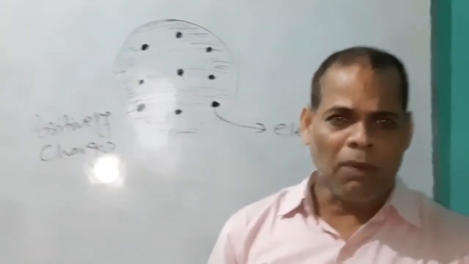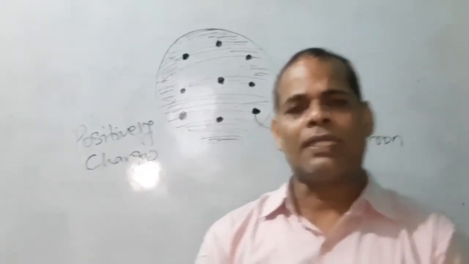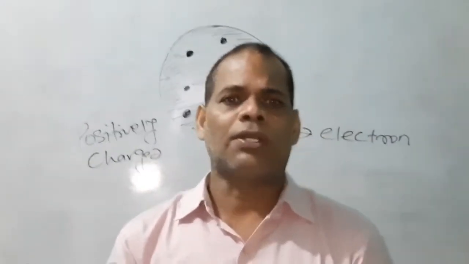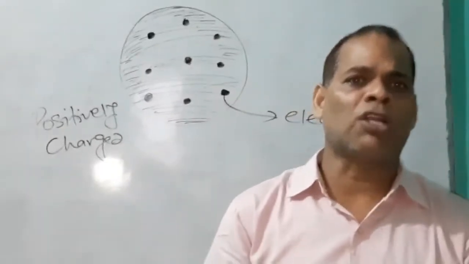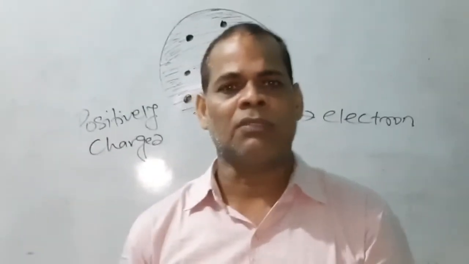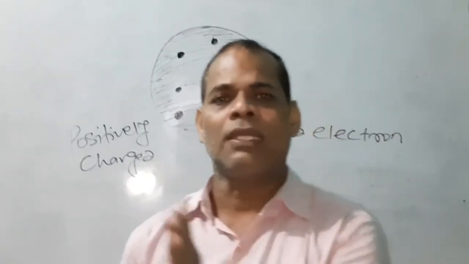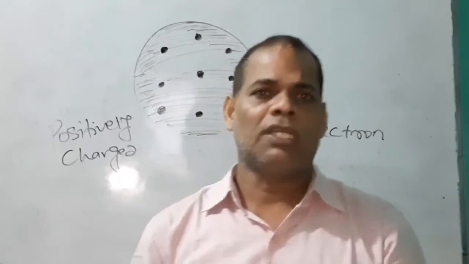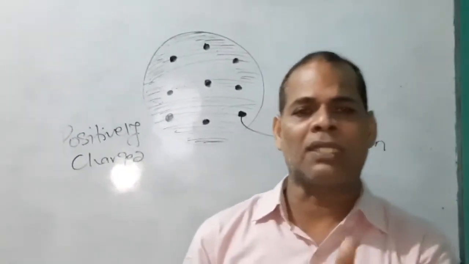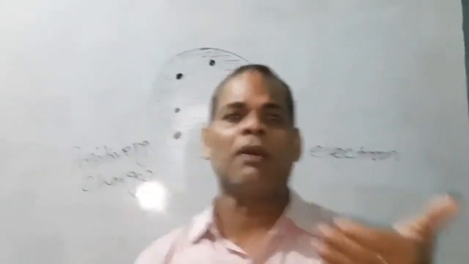After the model proposed by J.J. Thomson, Rutherford and his co-worker tried to propose a model of an atom. But before he proposed the model of an atom, he performed the alpha particle scattering experiment. Now, what is an alpha particle?